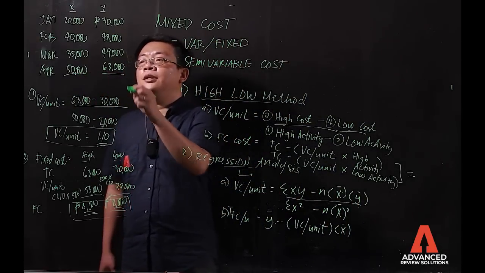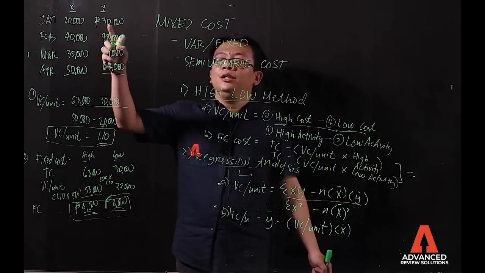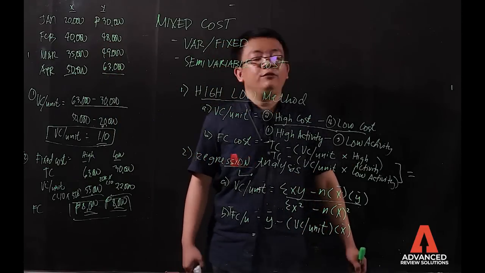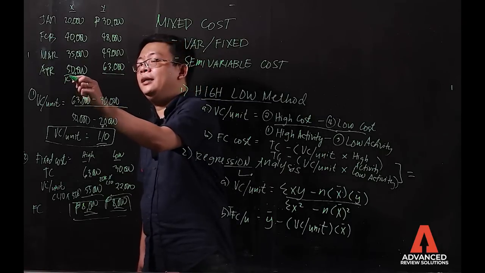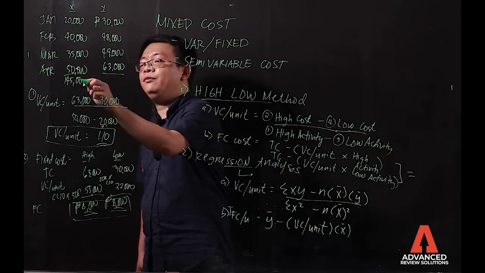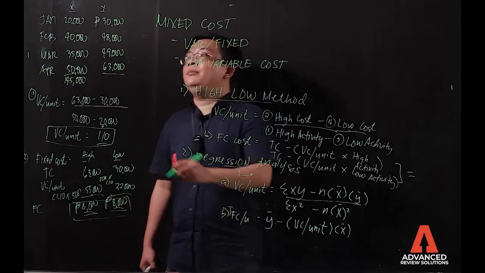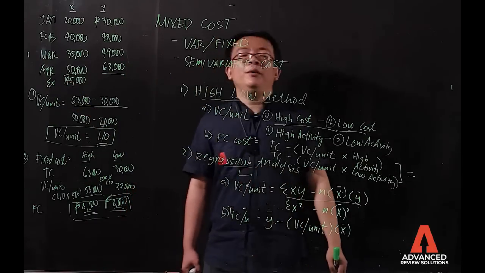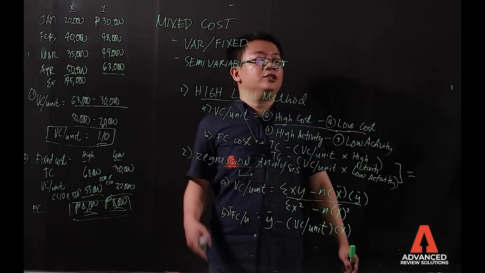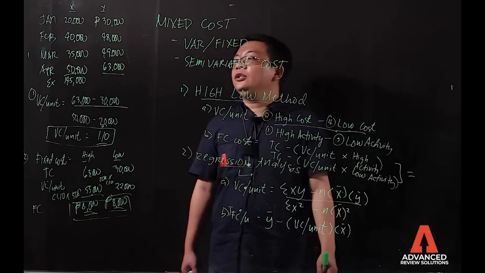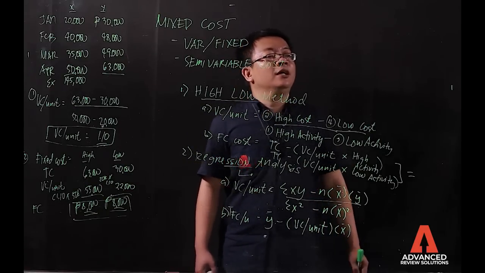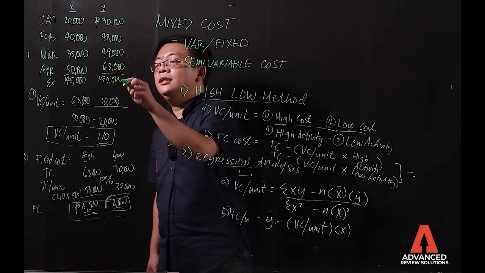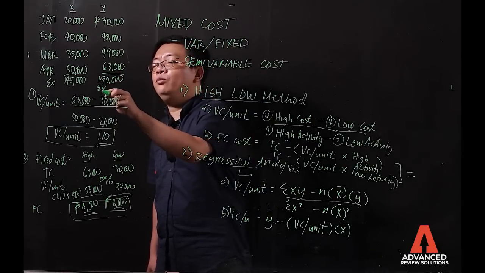So how much now would be your X? 20, 40, 35, 50. I believe that's 145. Yes, 145. So this is summation of X. Next, how about your Y? If you add all of this, 30, 48, 49, and 63, I believe this is 190,000. That would be your summation of Y.